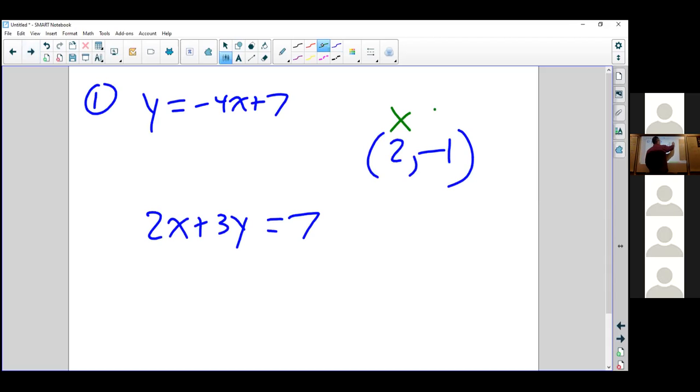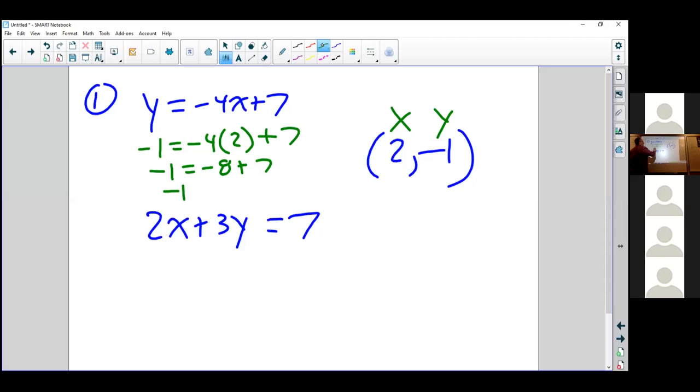This is an x, this is a y value. So we're going to plug it into both to make sure it works. My y value is -1 equals -4 times my x value, 2, plus 7. -1 equals -8 plus 7. So -8 plus 7 is -1. That works. So that means 2, -1 exists on the very first line.